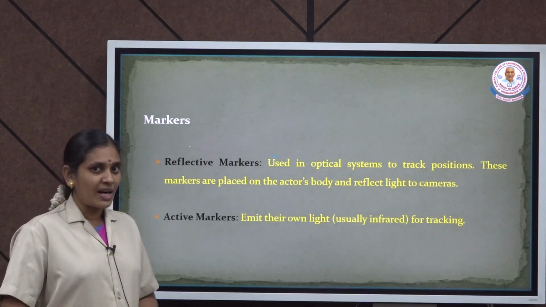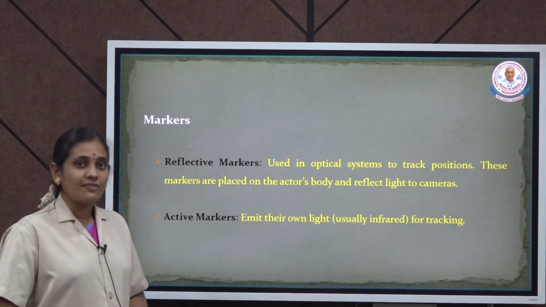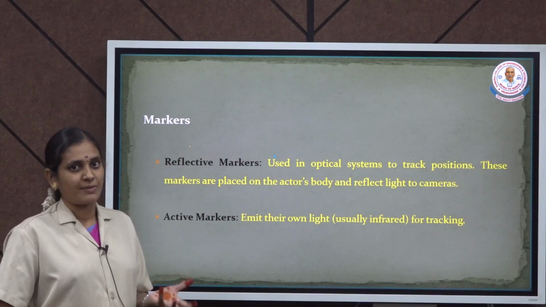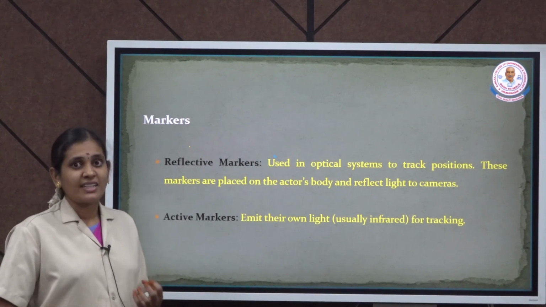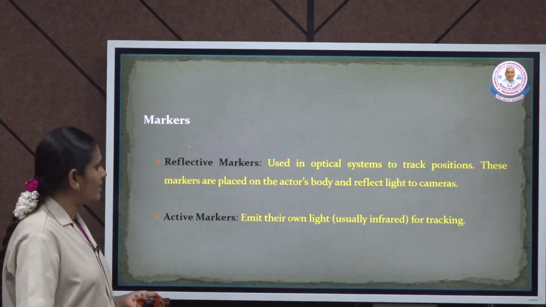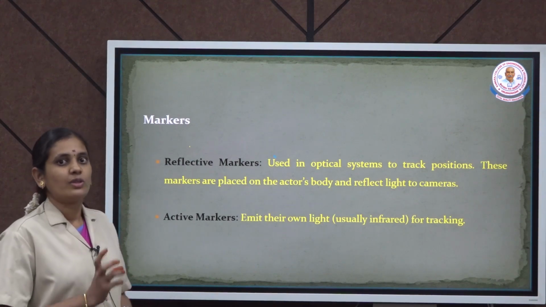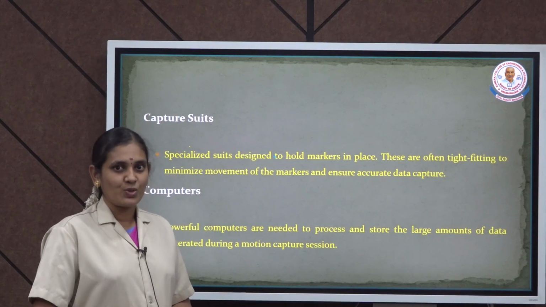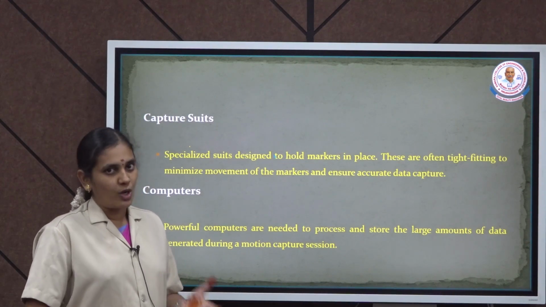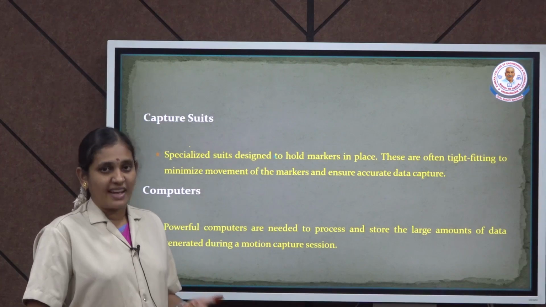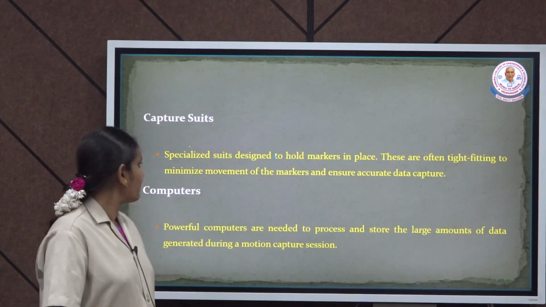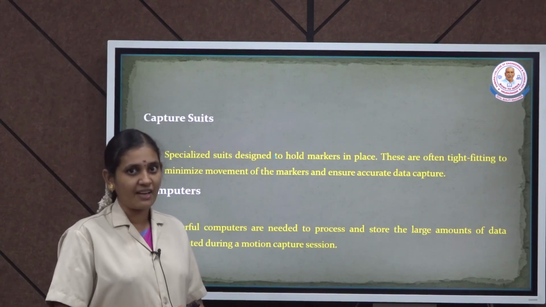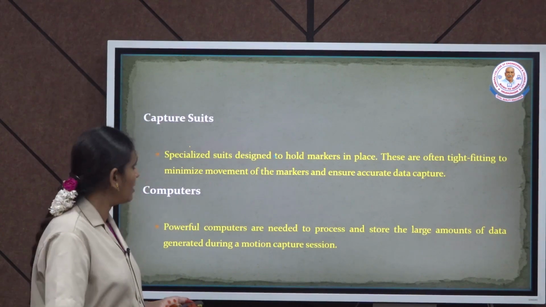Markers: reflective markers and active markers. Reflective markers are mainly used to reflect the infrared light from the camera. Active markers emit the infrared light. Based on the infrared light we can capture the motion of the object. Capturing suit. The capturing suit is mainly used to capture the movement of the object. The capturing suit must be tight enough for getting more accuracy. And computers: for handling a large amount of real time data we use high-end computers.